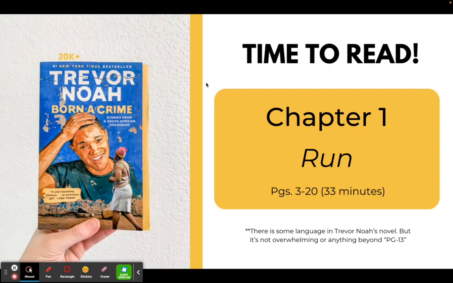Okay, so we are going to start on Tuesday and Wednesday with reading chapter 1. The first chapter is called Run, and it's about 33 minutes long, so we'll read about 15-ish minutes. Just so you know, before we begin, there is some language in Trevor Noah's novel, but I would say it's not overwhelming. It's definitely not anything above PG-13, but I'm just letting you know.